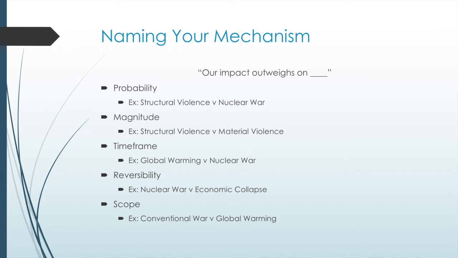So naming your mechanism is the easiest part to actually do in the speech, but it's a difficult one strategically to figure out what the best route to take is. So really, to name your mechanism, all you have to do is say, our impact outweighs on whatever. And that blank, that whatever, is going to be filled in with any number of these weighing mechanisms that are used in LD. So I have listed here just 5 examples.